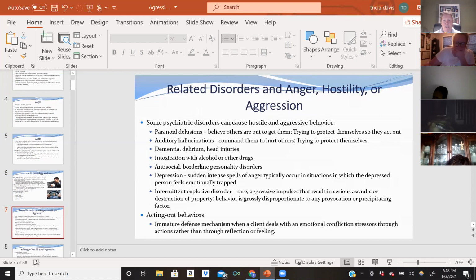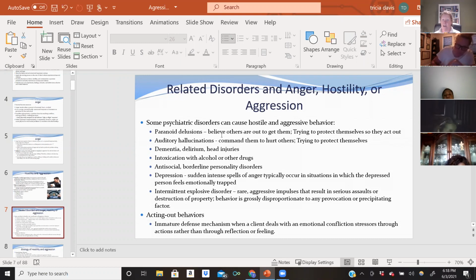Some psychiatric disorders can cause hostile and aggressive behavior. Some of our patients suffer from what we call paranoid delusions. They don't know why they feel this way. To them, they think that it's real. They can't help the thoughts that they have. They believe that people are trying to harm them. They believe that people are out to get them. And sometimes they engage in hostile or aggressive behavior because they are trying to protect themselves.